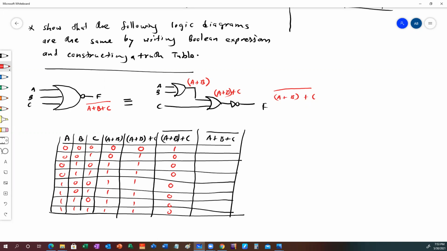The inversion of 0 is 1. 0 or 0 or 1 is 1, the inversion is 0. 0 or 1 or 0 is 1, inversion 0. Here 1, 0, 0, 0, 0, 0. So you can say this one is equal to this one.